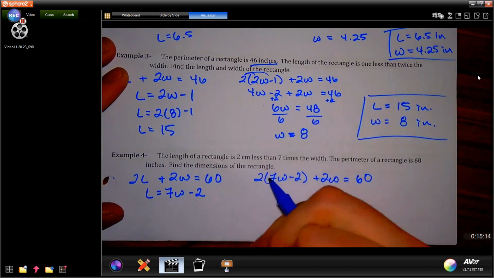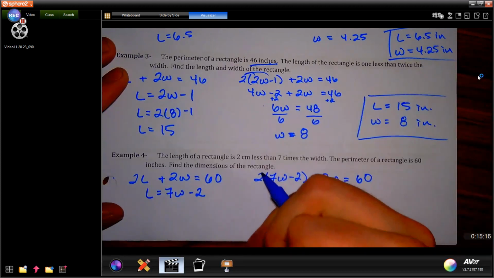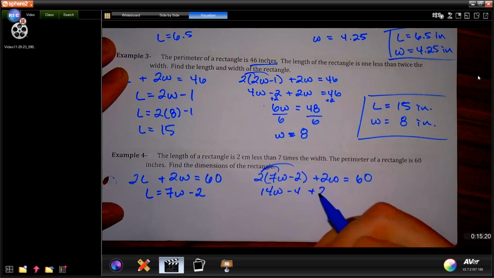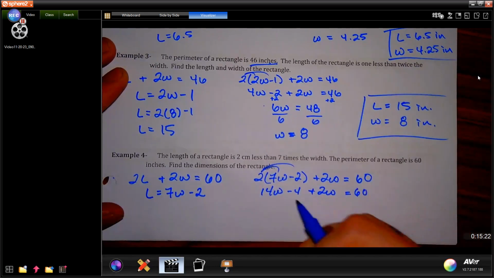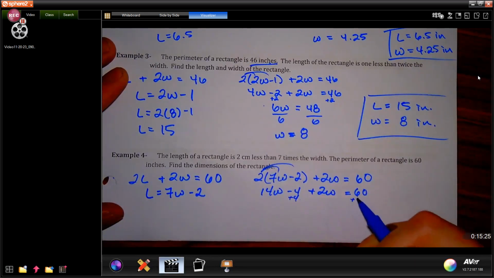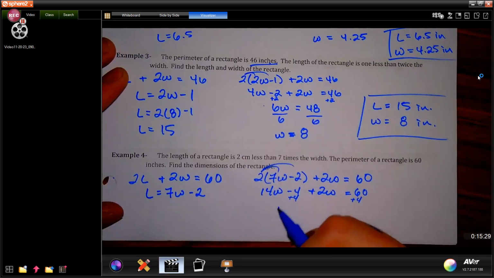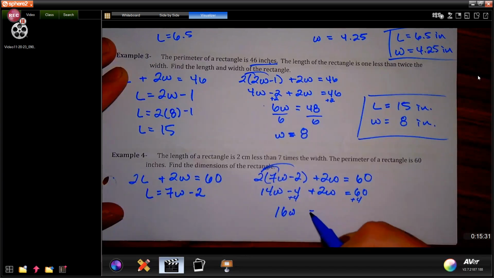Again, I've got only my W's to solve for here. Distribute through: 14W minus 4 plus 2W equals 60. I'm going to add my 4. At the same time, I'm going to do 14W and 2W together. 14 plus 2 is 16W equals 64.